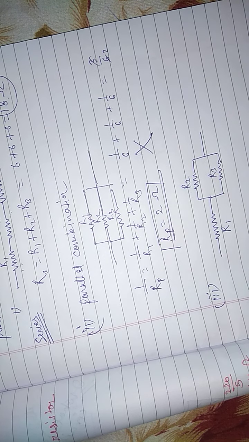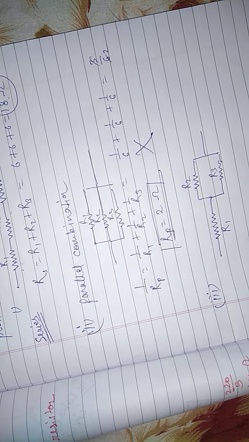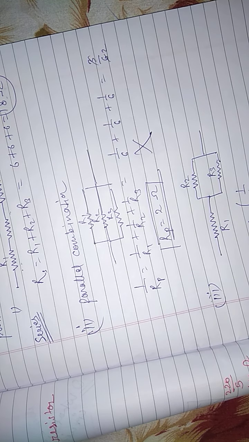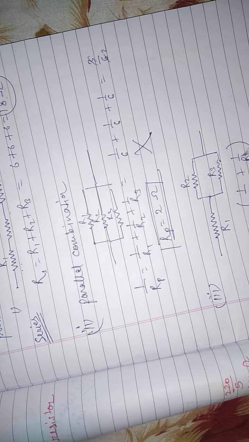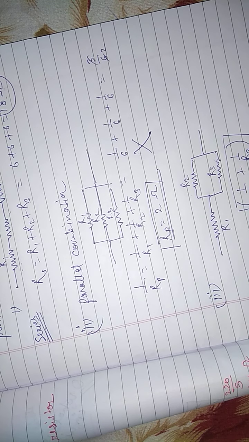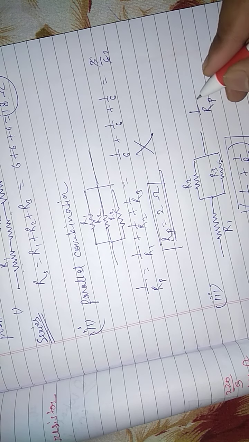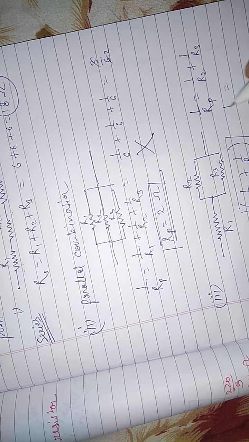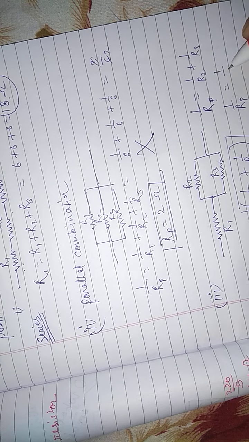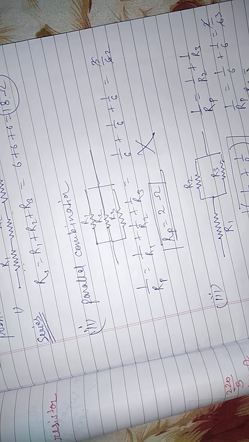So the total resistance will be R total equal to R1 plus 1 upon R2 plus 1 upon R3, because these 2 resistances are in parallel. So we have to calculate it in a different manner, because this is not the proper value. 1 upon R parallel equals 1 upon R2 plus 1 upon R3. So the value will be 1 upon Rp equal to 1 upon 6 plus 1 upon 6, which is 2 upon 6. Rp equal to 3 ohm.